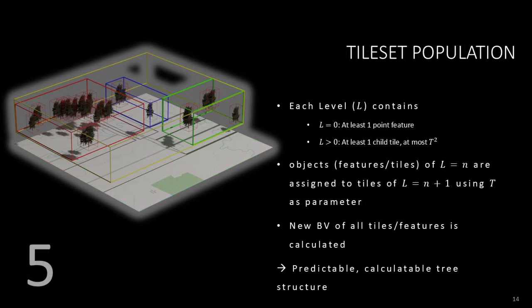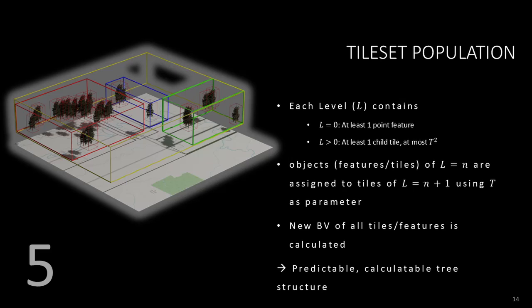3D tilesets consist of several levels of tiles. The tiles at level 0, so the lowest level, must have at least one point feature to be generated. The tiles of higher level must have at least one child tile, so one tile of a lower level, and at most t-squared tiles. T-squared is another parameter of the application which allows controlling of the tiling procedure.